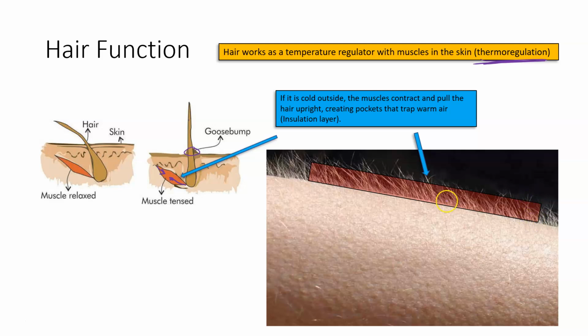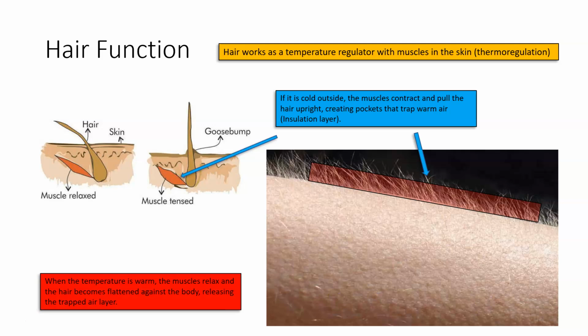And so all of the heat that is being produced from your body can actually be trapped within this little boundary that is contained by the hairs. And it's this heat layer that is trapped that actually helps to keep you warm when it's cold outside.